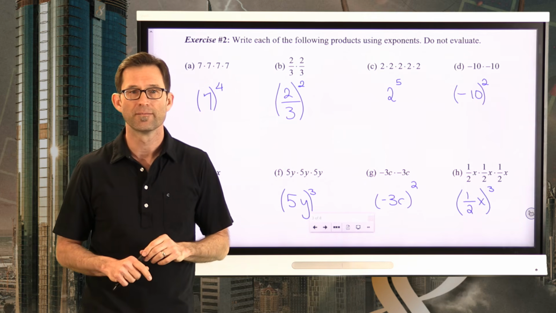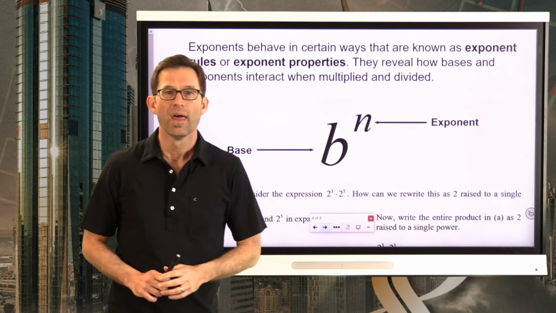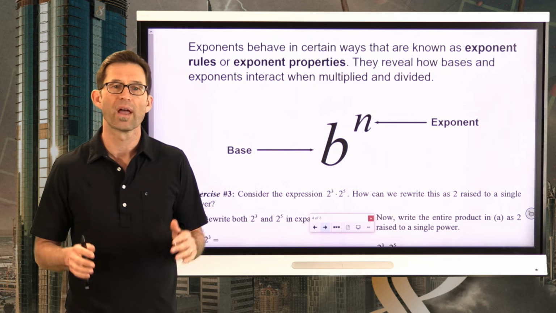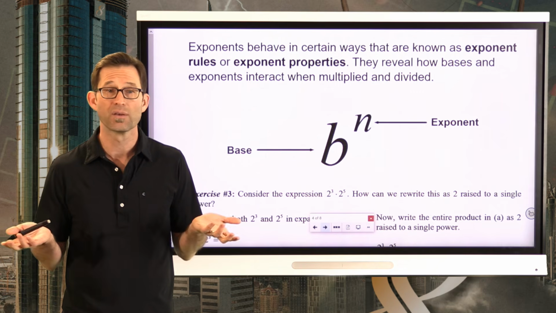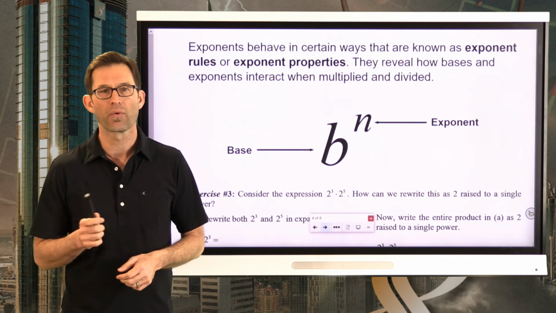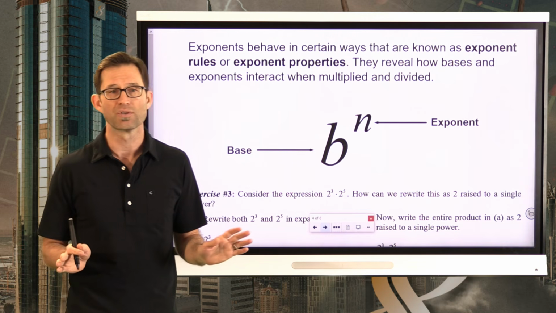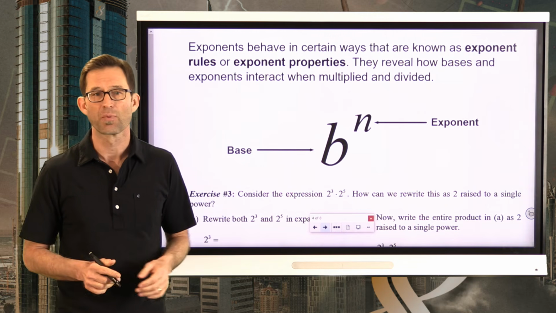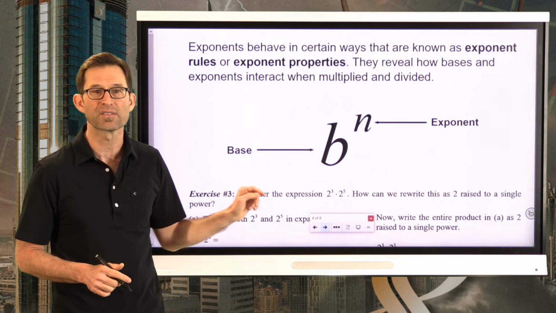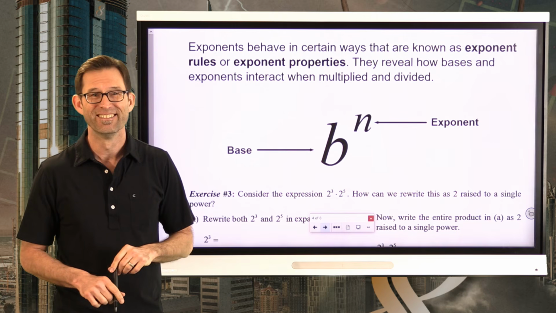Okay, let's keep working with exponents. Now, exponents behave in certain ways that are known as exponent rules or exponent properties, depending on, honestly, which textbook you look in. They reveal how bases and exponents interact when multiplying and dividing. Now, just to make sure you've got some basic terminology. In any exponential expression, you've got the number that's being raised to the exponent, that's called the base, and then you've got the exponent itself, and that's called the exponent, right?